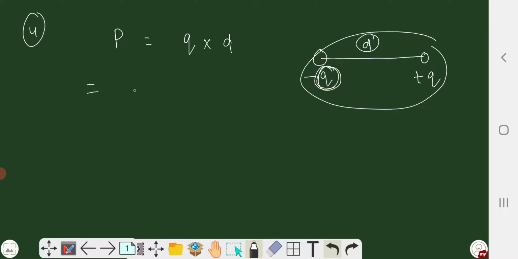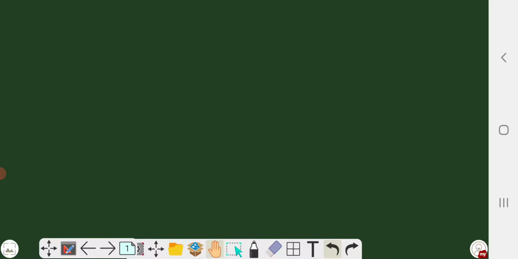Now Q is the charge, so I can write AT, and distance is L. So L T A is the dimensional formula for electric dipole moment P. Now the B part: you have to find the dimensional formula of magnetic dipole moment M. So I'll be writing just the formula M equals IA. It has been given in the question also, so I can use it freely.